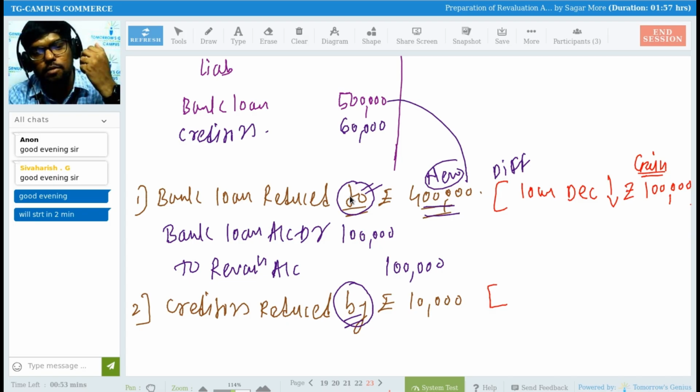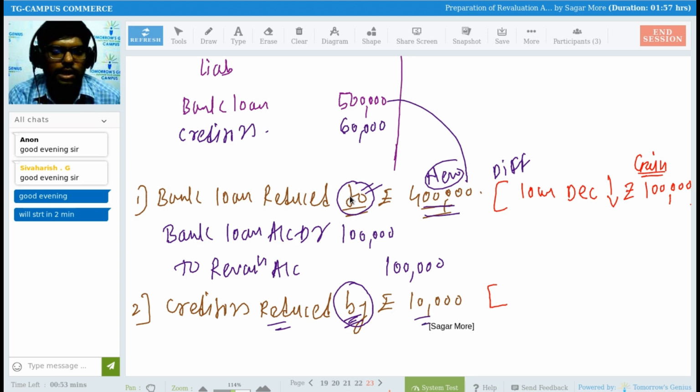It's the amount reduced by or increased by. So there is no need to calculate the difference. It is a "by". Reduced by how much? Reduced by 10,000. So now tell me, is it a gain for you or a loss for you? Yes, creditors reduced by 10,000. Creditors is a liability or an asset? Liability. Liability reduced by how much? 10,000. If liability is reduced by 10,000, is it a profit for you or a loss for you?